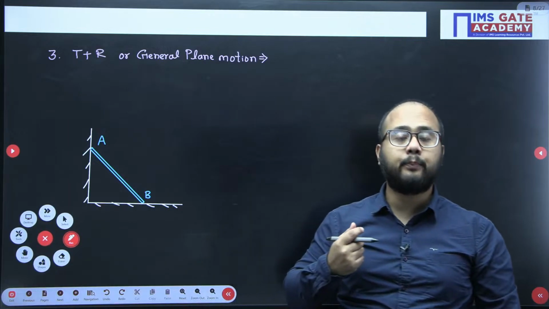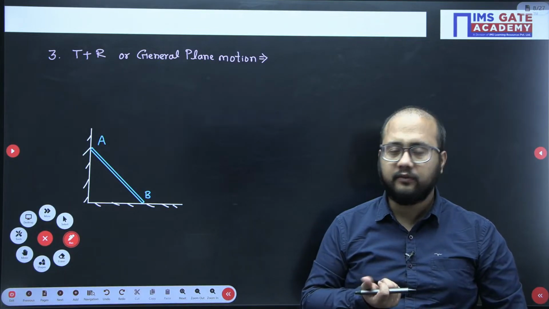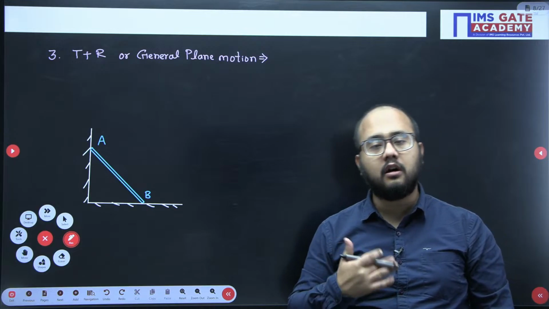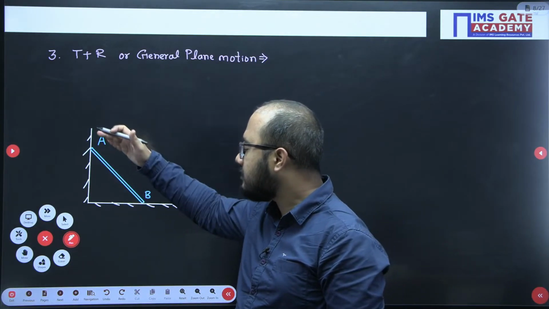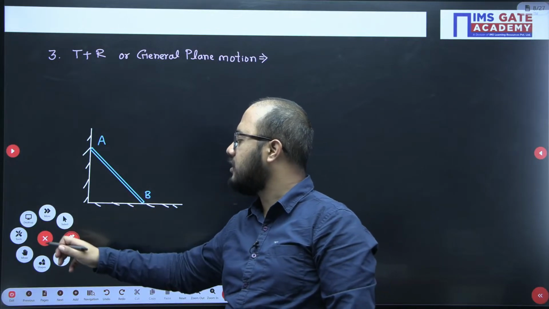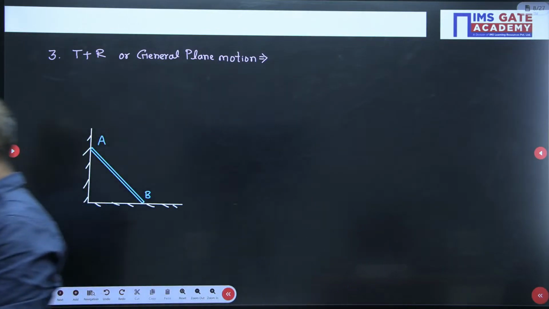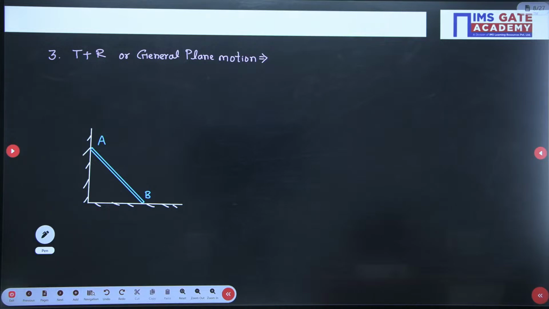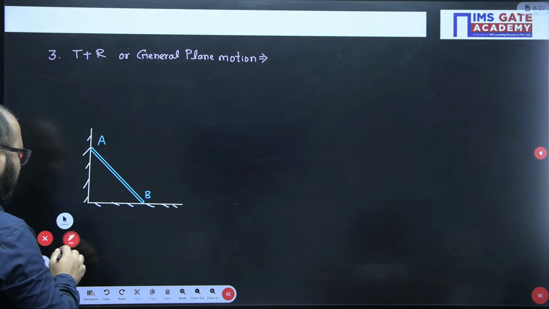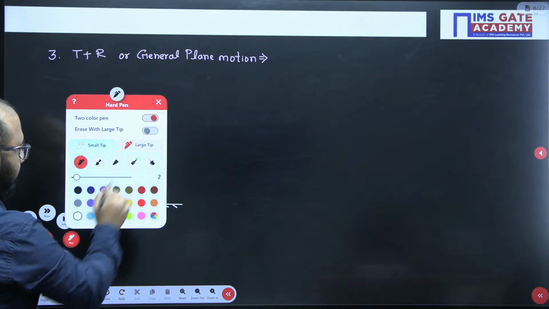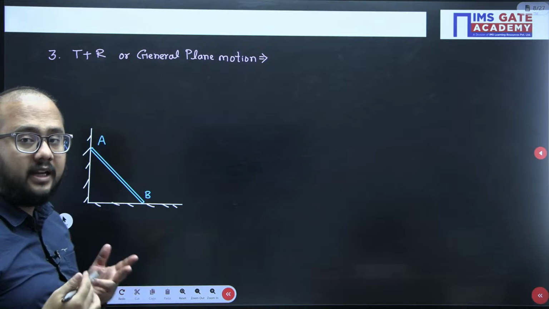Is it a pure translation? Will it be a pure rotation or a combination of translation and rotation? What will be your answer? When it is going to slip, what kind of motion will you observe here? Everyone, please tell me. What will be your answer? Will it have a pure translation or pure rotation? It will be what? Combination.